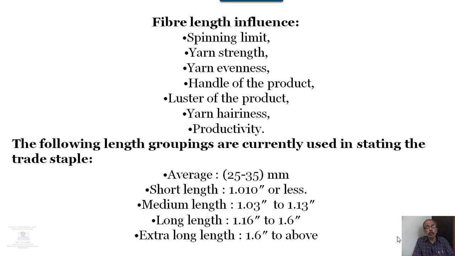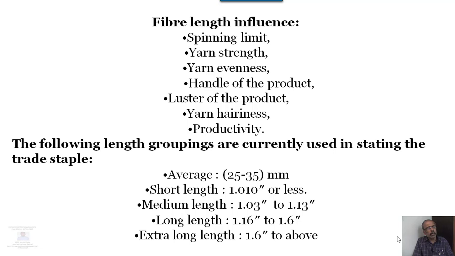The length grouping normally is 25 to 30 millimeters, which is treated as average length. Then short length is 1 inch or less. Medium length is 1.03 to 1.13 inch, which is called medium length cotton. Then long length cotton is 1.16 to 1.6 inches, and extra long cotton is 1.6 inches and above.